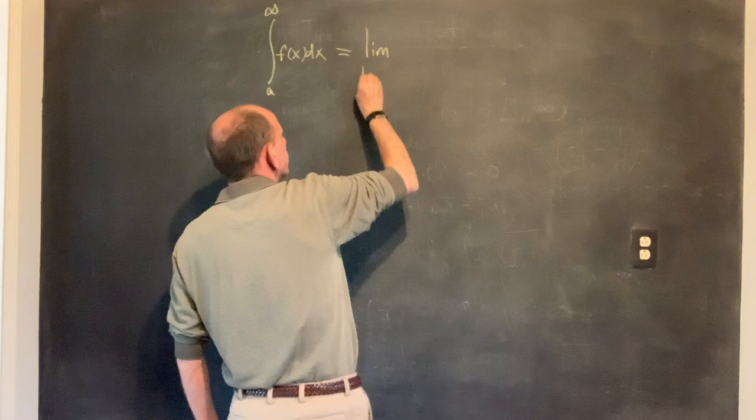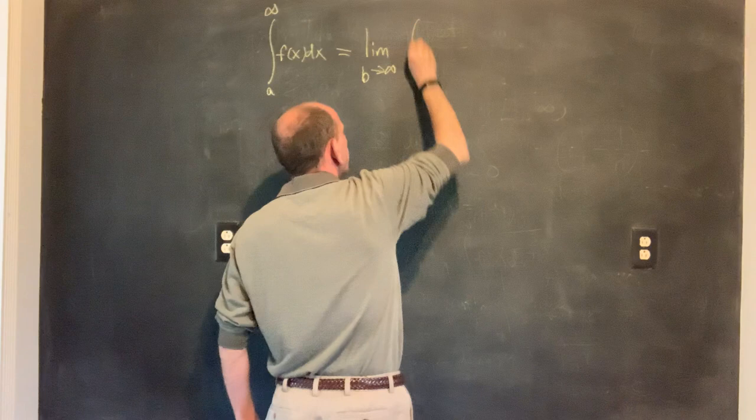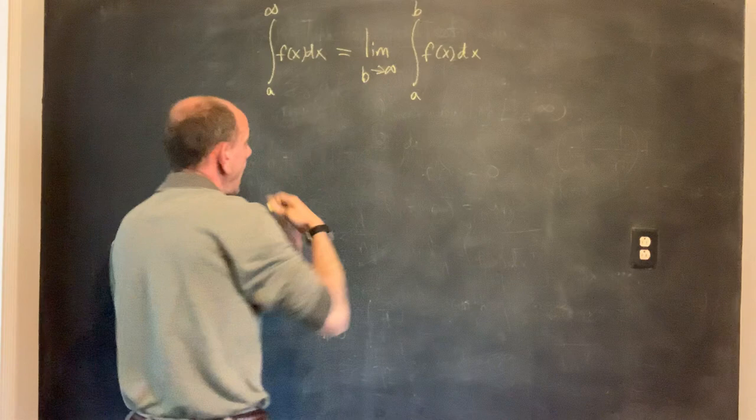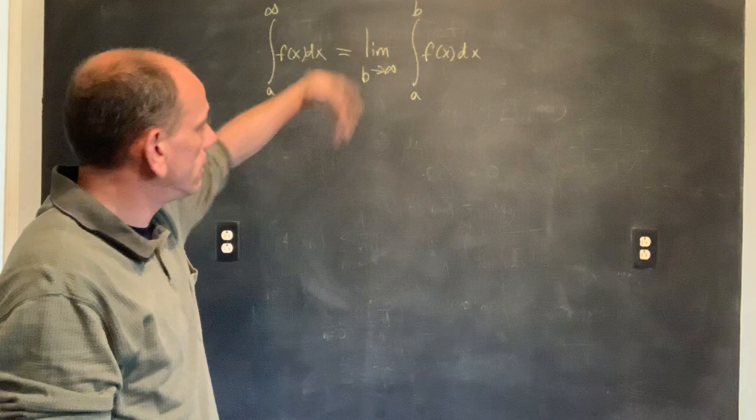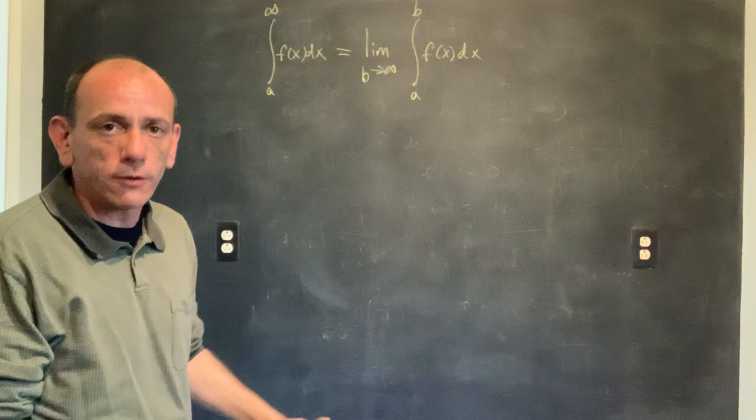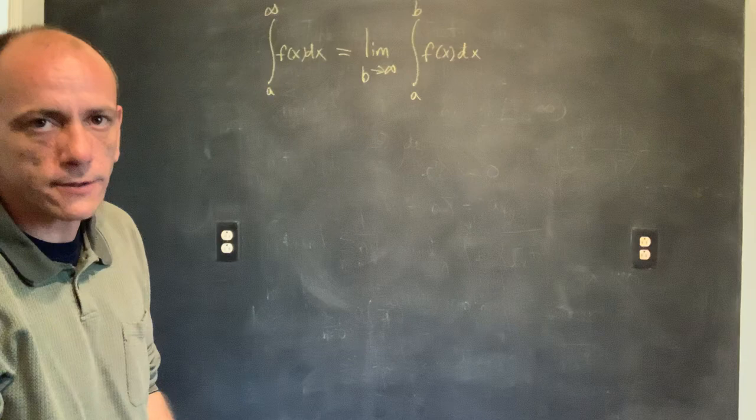B is just going to be my upper bound dummy variable, the integral from a to b of f of x dx. Now, b is any finite number here. It's a finite upper bound. So I can do my integration just like normal, evaluate at b, and then take the limit as b goes to infinity. That's how I can fix the fact that that upper bound is bad. Just take the limit.